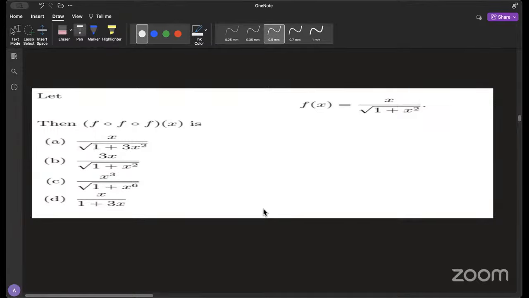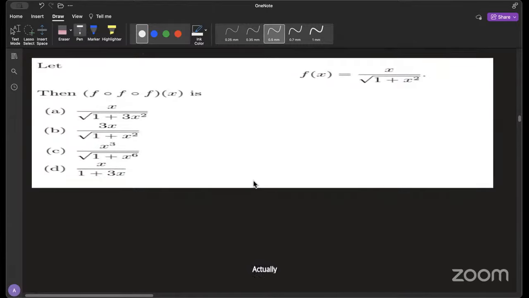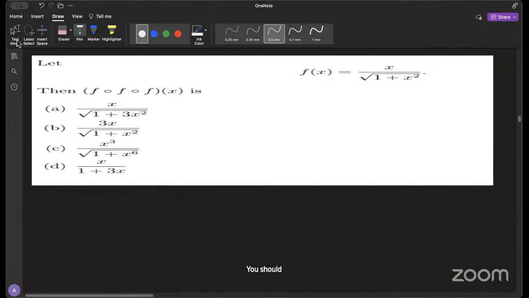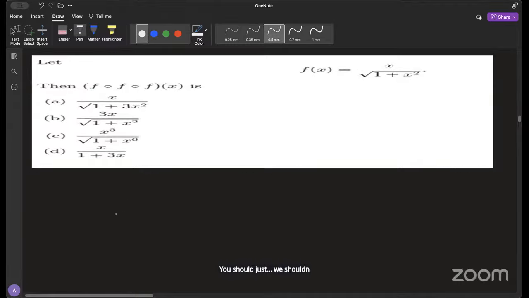Actually, there's nothing in this question. We shouldn't waste time on this one. So you just have to compose this function 3 times. Let's first find f of f of x. You have to put f of x in place of x, right? And your f of x is this.